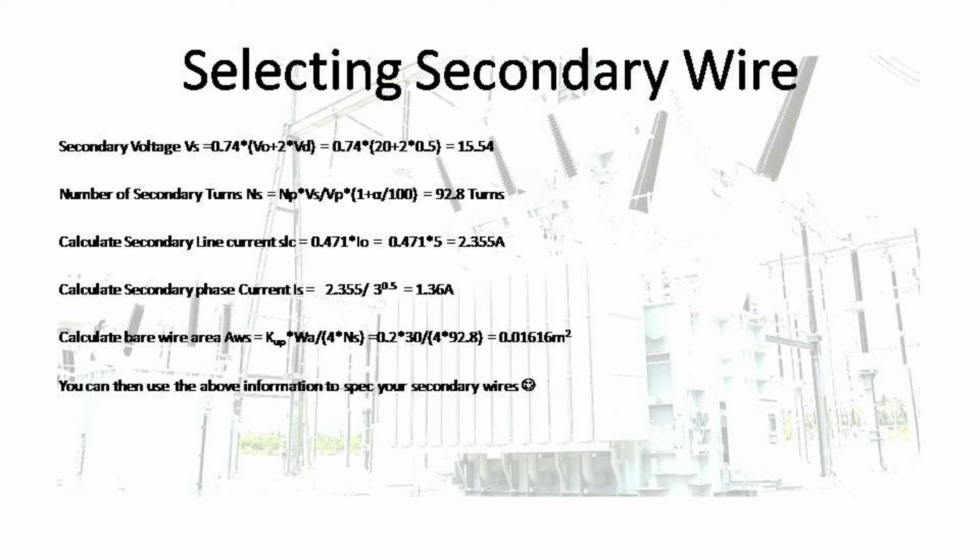Now, similarly to your primary current, the whole purpose is to calculate the secondary bare wire area, which is equal to your KUP, which is your primary window utilization, times your WA, which is your window area, both of which are given, over 4 times your number of secondary turns. Now you plug in all of those numbers, it should equate to 0.01616 meters square. Now again, you can use all of these calculated values, like your phase current and your bare wire area, to actually spec your secondary wires based on a table you could probably find from your cable manufacturer or your vendor.